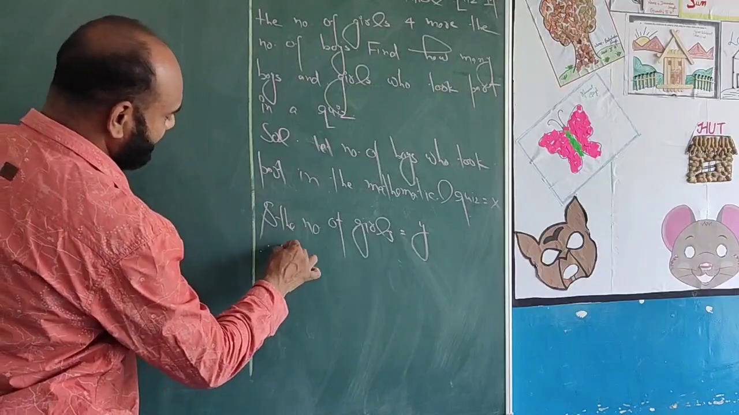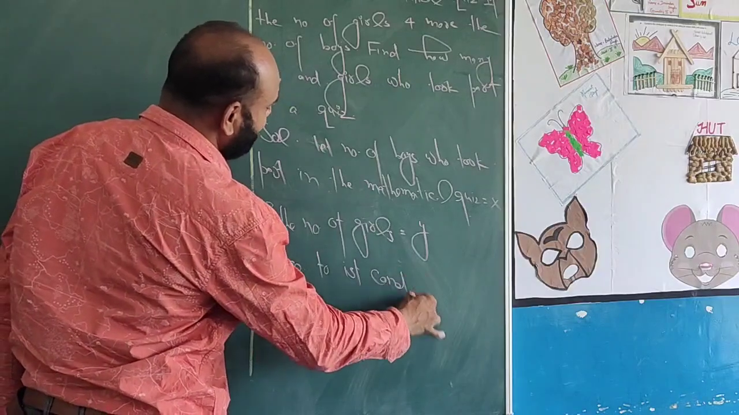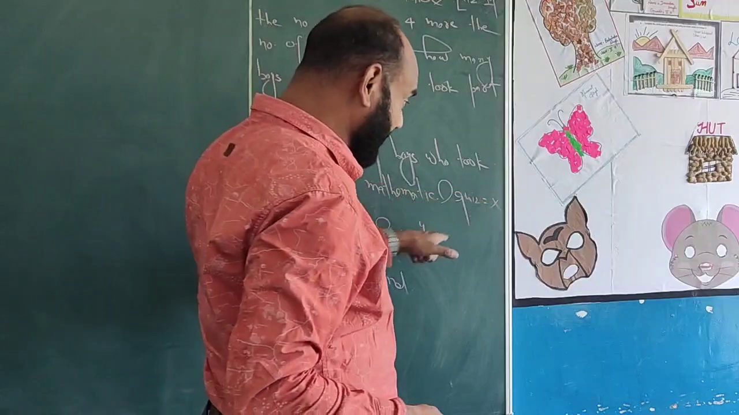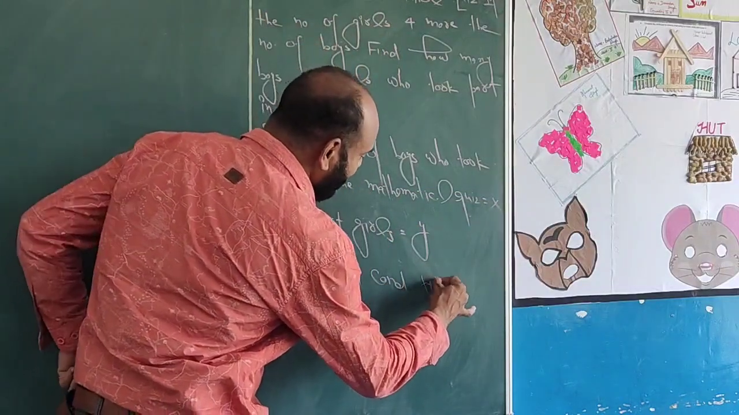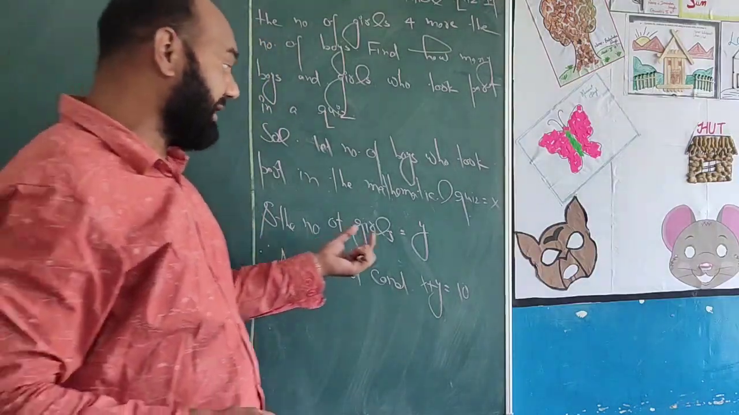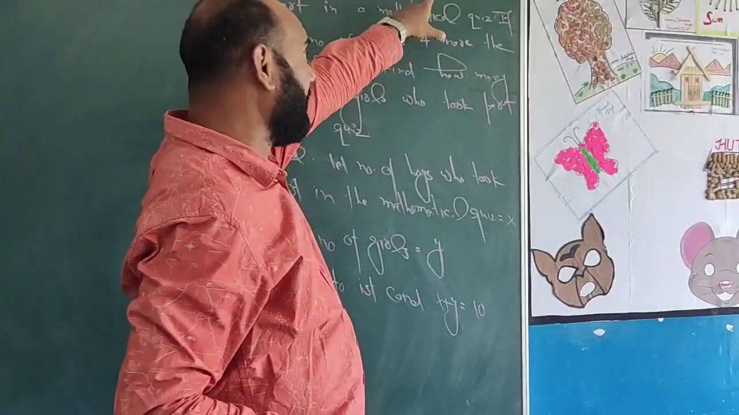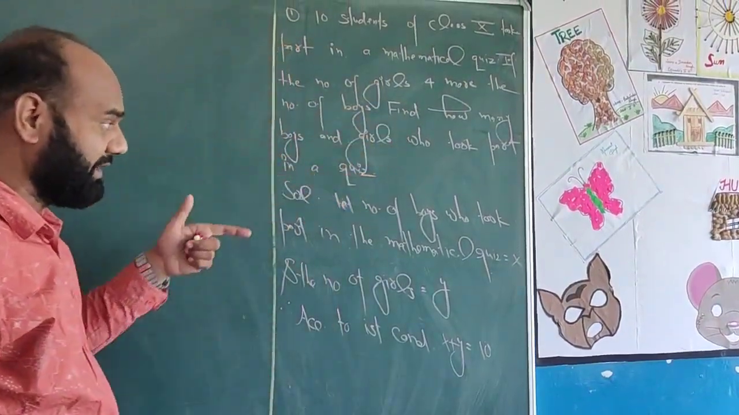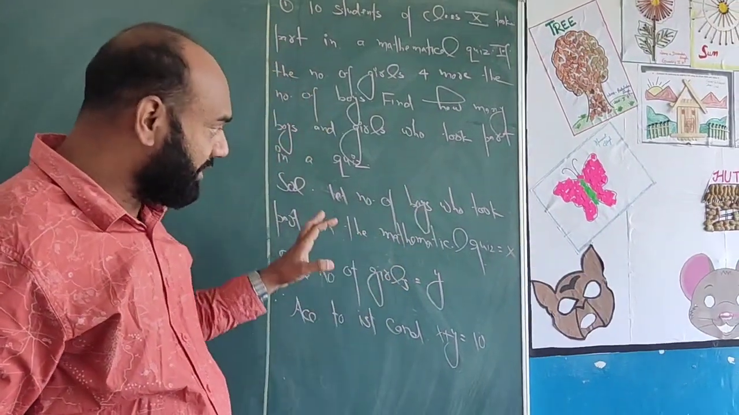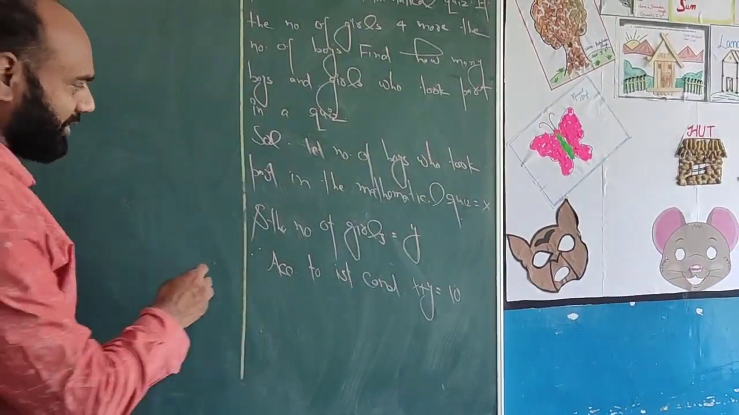Therefore, according to the first condition, 10 students of class 10, there are 10 students in total, which means x plus y is equal to 10. It means the number of girls and boys together is 10, because it is clearly written in the statement that 10 students of class 10 took part in the mathematical quiz, and we assume the number of boys is x and the number of girls is y. Therefore, the total number of students is 10, so it can be written in the form x plus y equal to 10.